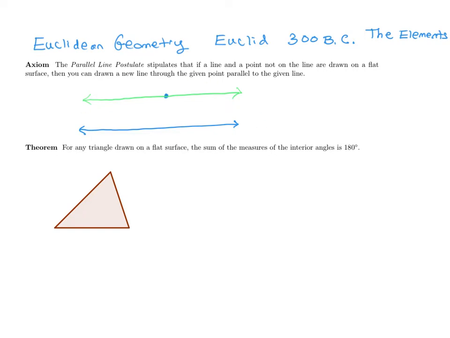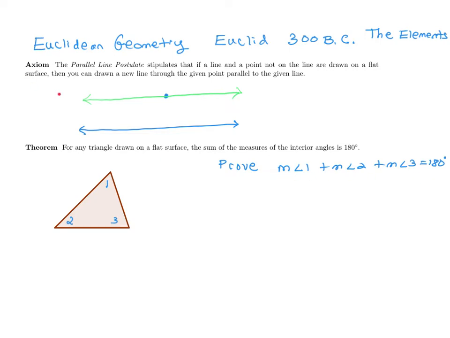With this stated as an axiom, we now can prove the following theorem. For any triangle that's drawn on a flat surface, the sum of the measures of the interior angles is 180 degrees. I will label the angles of this triangle as 1, 2, and 3. So here's angle 1, here's angle 2, and here's angle 3. What we are trying to prove, what we want, is that the measure of angle 1 plus the measure of angle 2 plus the measure of angle 3 is 180. We don't know that this is true, but this is where we want to end up.